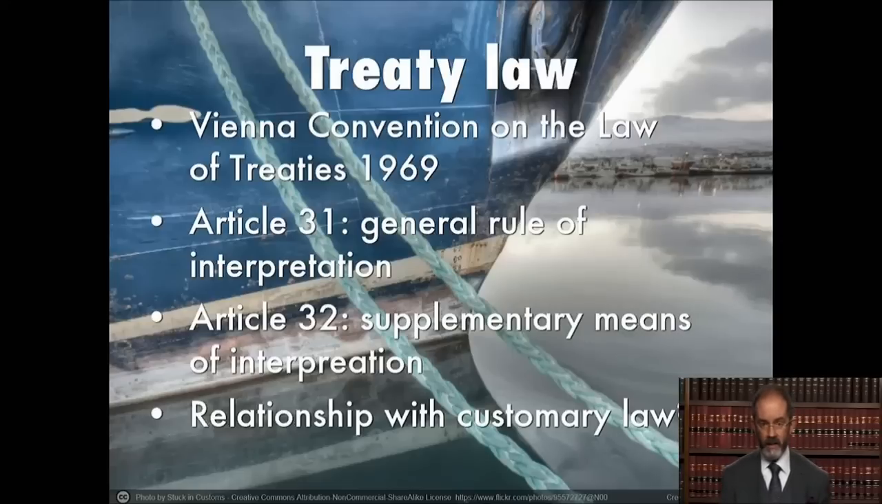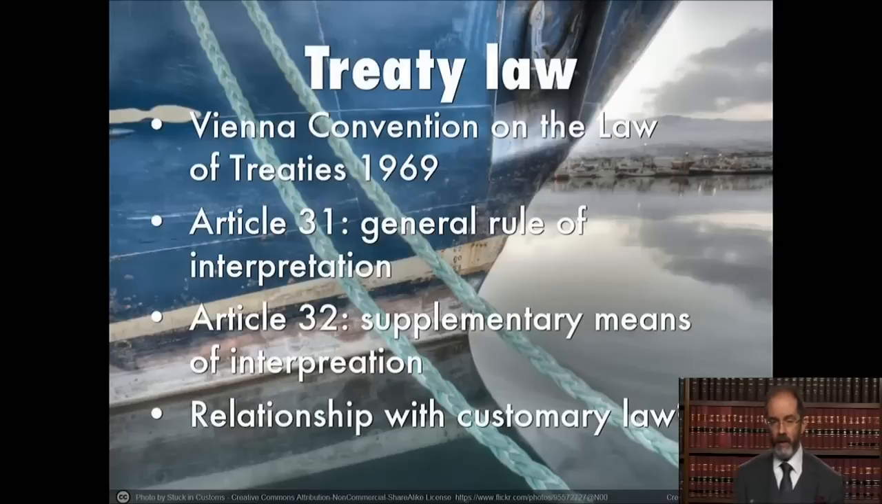Now, if those two techniques aren't enough, you can then have recourse to supplementary means of interpretation. Now, the thing I just want to draw attention to here is Article 32 says that you can have recourse, for example, to the negotiating history or the preparatory works of a treaty to assist you in interpreting it in one of three circumstances. In order to confirm the meaning resulting from the application of Article 31, the ordinary rule, or to determine the meaning when the interpretation according to Article 31 leaves the meaning ambiguous or obscure or leads to a result which is manifestly absurd or unreasonable. Now, what most people take away from Article 32 is to say, well, you get to look at supplementary means of interpretation if it's absurd or unreasonable or obscure.